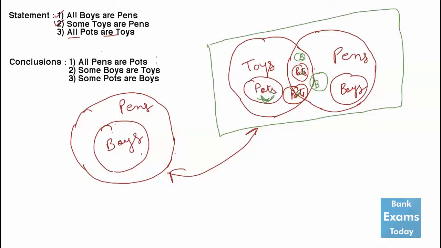So it is not possible at all. Some boys are toys. If the situation is like this, if the circle boys is situated here, then there is no relation between the toys and the boys. So this conclusion is not followed. Some pots are boys. There is a possibility, but this can't be concluded. If the circle pot is here and the circle boy is here, then this conclusion is not followed. So none of the conclusions are followed.